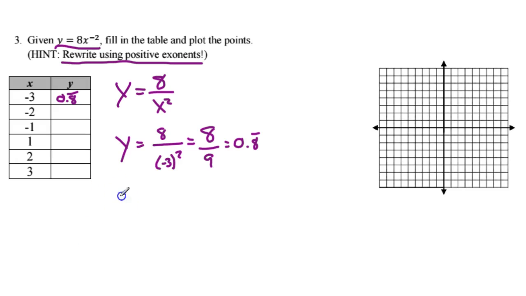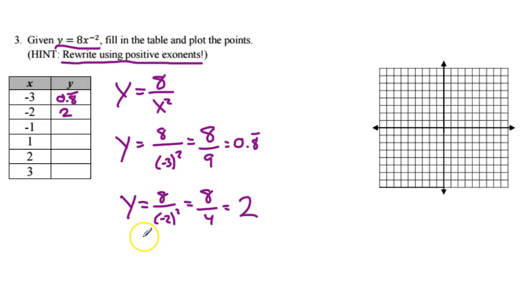I'll do the negative 2. Y equals 8 divided by, instead of the x, I write negative 2 squared. That simplifies to 8 over negative 2 squared. Negative 2 times negative 2 is 4. 8 divided by 4 is 2. So right here is 2.